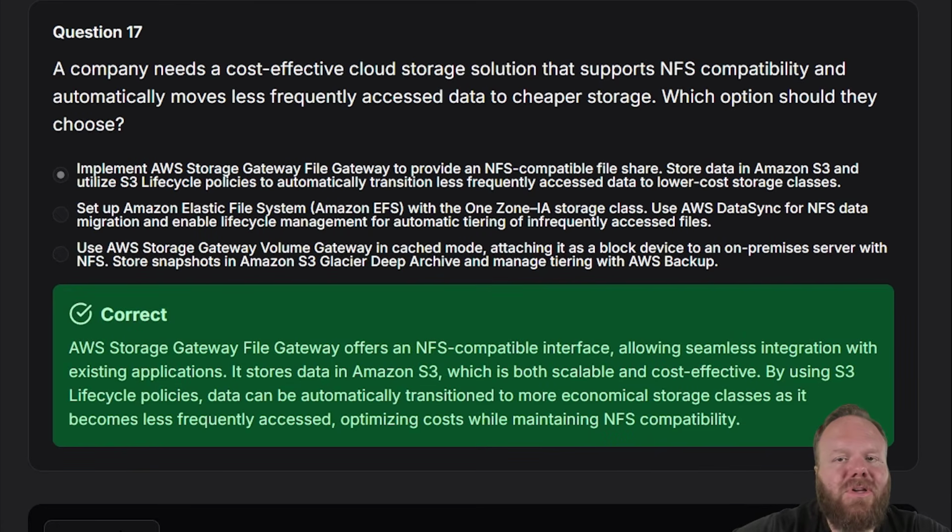The AWS Storage Gateway File Gateway is the ideal choice for connecting your on-prem applications to cloud storage. Basically, it acts as a local file share. It uses the NFS protocol, but it stores the actual data in Amazon S3. Once the data is in S3, you can then set up S3 lifecycle policies to automatically shift files that haven't been touched recently from standard S3, and you can move them to much cheaper archival storage like Glacier. And this delivers both the file sharing compatibility and the cost savings for rarely accessed files.